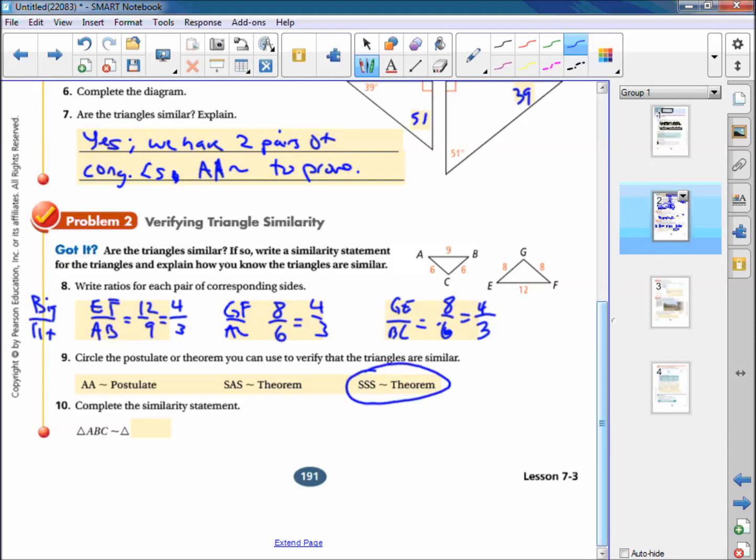similarity. All three sides are proportional, so no matter what pair of sides we compare, we always get 4/3. And that means triangle ABC is similar to triangle EFG.